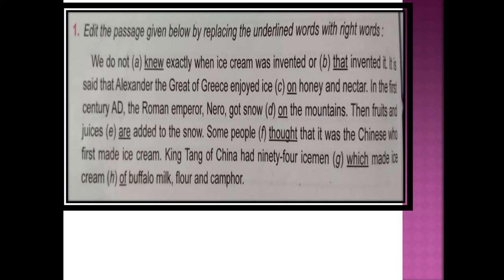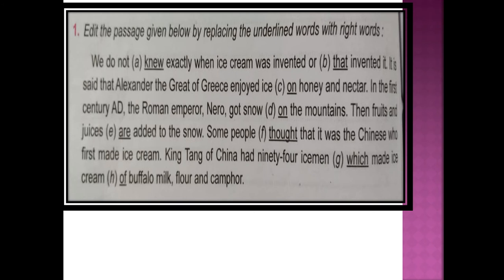We do not know exactly when ice cream was invented or who invented it. It is said that Alexander the Great of Greece enjoyed ice with honey and nectar. In the 1st century AD, the Roman Emperor Nero got snow from the mountains. Then fruits and juices were added to the snow. Some people think that it was the Chinese who first made ice cream. King Tan of China had 94 icemen who made ice cream from buffalo milk, flour, and camphor.